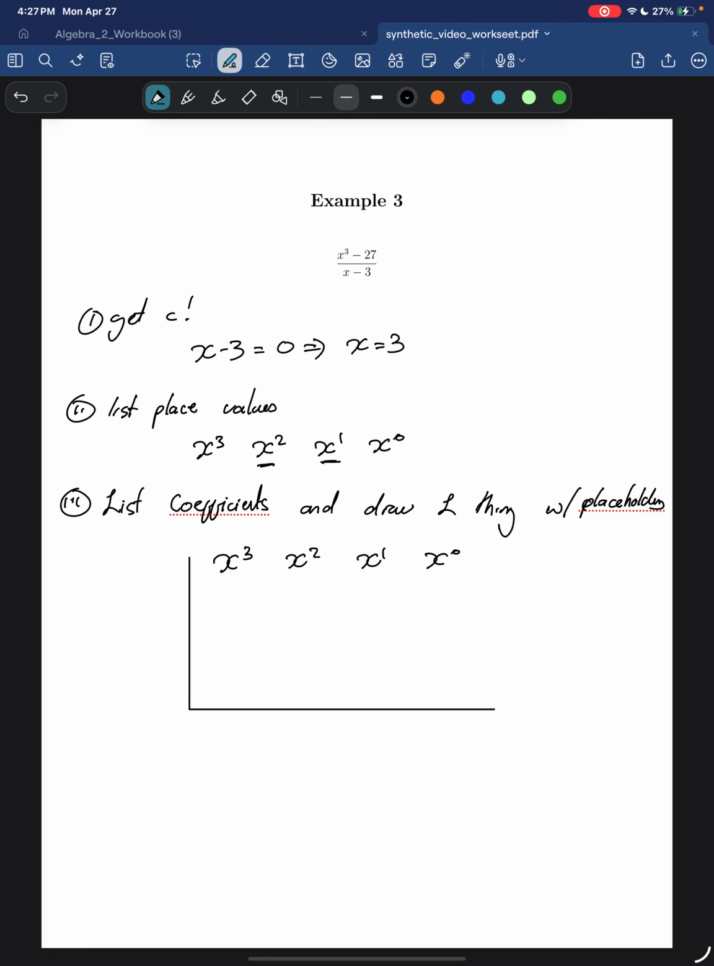It's a bit big. Don't mind me. Yours don't have to be this big or wide in space. It's going to be 3, right? What are my coefficients? Well, I see I have an x cubed term.